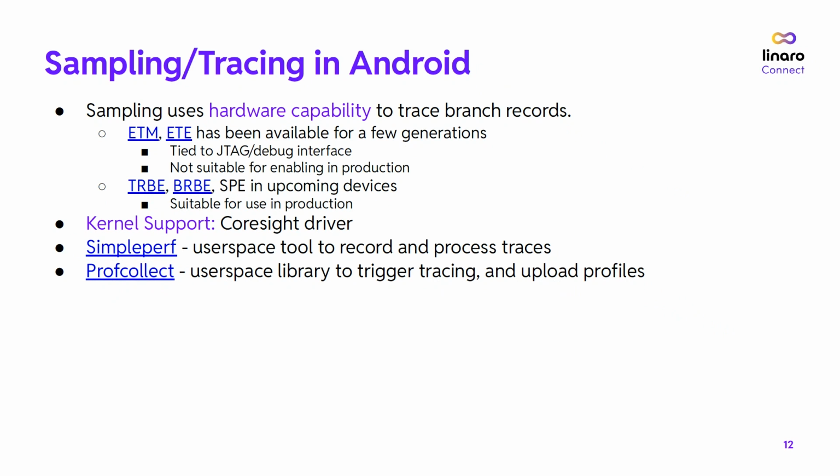We also need kernel support to take the data that is generated in the hardware extension and transfer it to user space. For ARM64, it's done by the CoreSight driver. And then we have the simpleperf tool, which is equivalent to Linux's perf, which records and processes the traces on device. And all of this is managed by the profcollect library in AOSP that triggers profile collection based on heuristics on what the device is doing right now. And it also takes care of uploading the profiles to the servers.